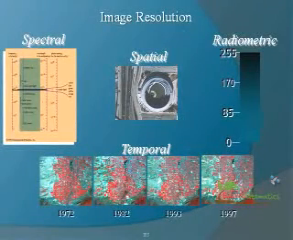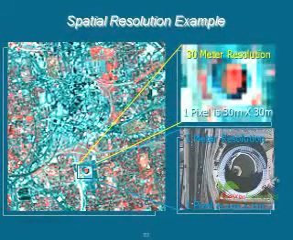Image resolution: 1. Spatial resolution. 2. Spectral resolution. 3. Radiometric resolution. 4. Temporal resolution. Spatial resolution refers to the size of the smallest possible feature that can be detected.